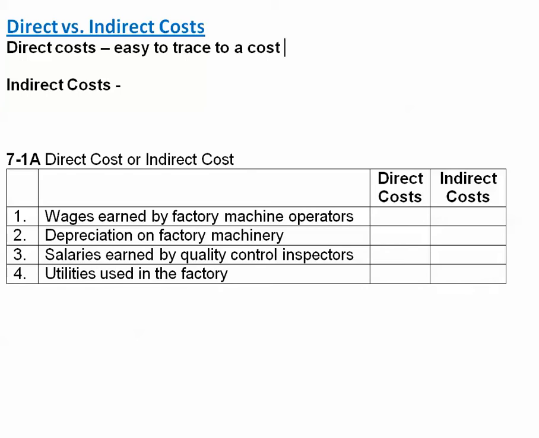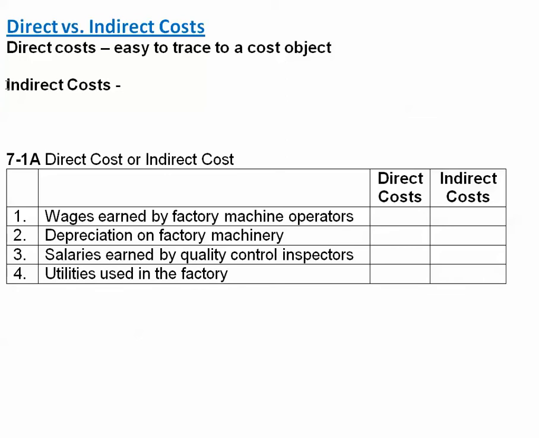Examples would be the material that goes directly into a product. In other words, you can see where that wood went, or the metal, or whatever the material is that goes into a product. Another would be direct labor, where you have some people who are working solely on that cost object, and you can figure out how much the cost is based on how many hours of direct labor went into that particular cost object.